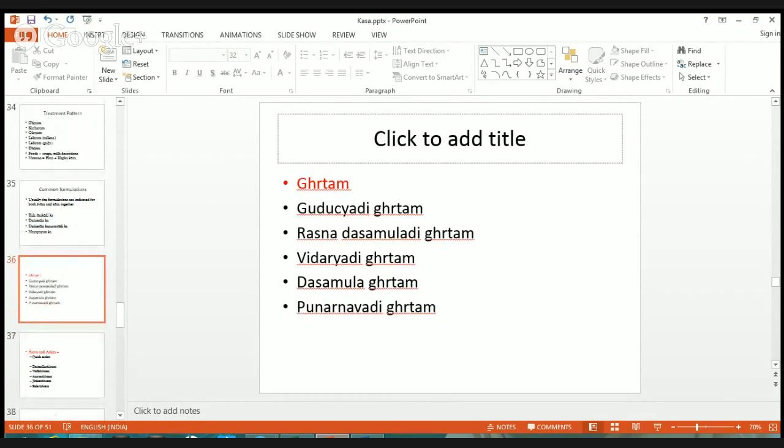We looked at some of the Vidaryadi Ghritam is also mentioned, especially if there is associated Pitta pathology. Vidaryadi is Hridya, Brahmana, Vata Pitta. It is Hridya, it has got a cardiac support, it supports the heart. Brahmana Vata Pitta. It is a Vata Pitta pacifying formulation. So this is Vidaryadi Ghritam.